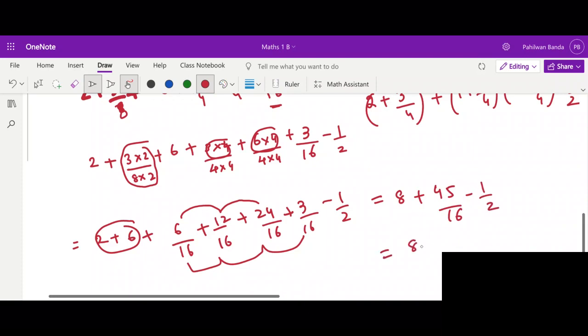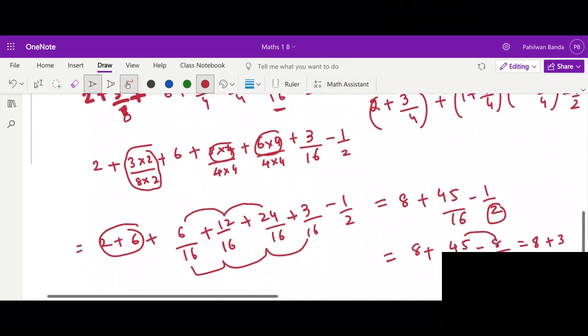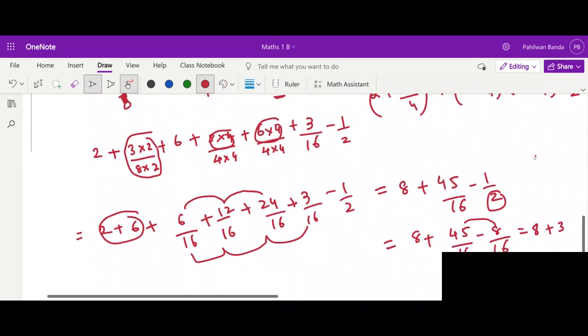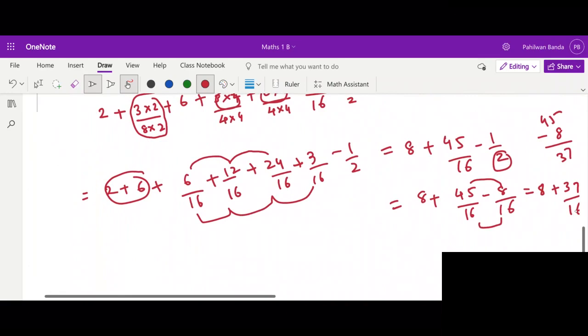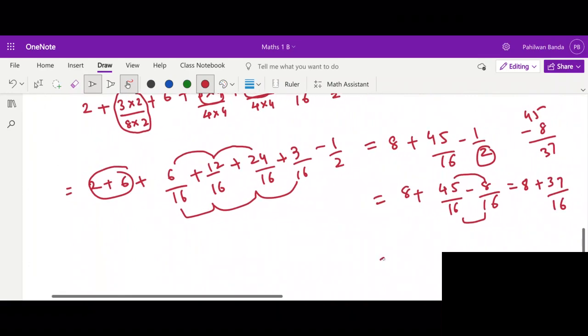All right, now again 8 plus, try to make this 16. How can you make it? 45 by 16 minus, multiply with 8, 8 by 16. Now because the denominators are same, you can subtract them. 45 minus 8 is 37. So 8 plus 37, yes, 15 minus 8 is 7, and this is 45 minus 8, right? 37 by 16. Okay, now this is 8 plus 37 by 16.